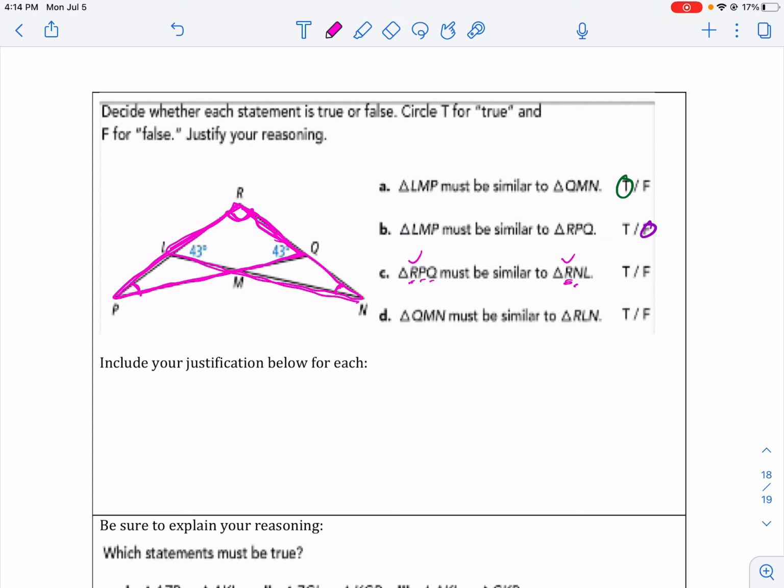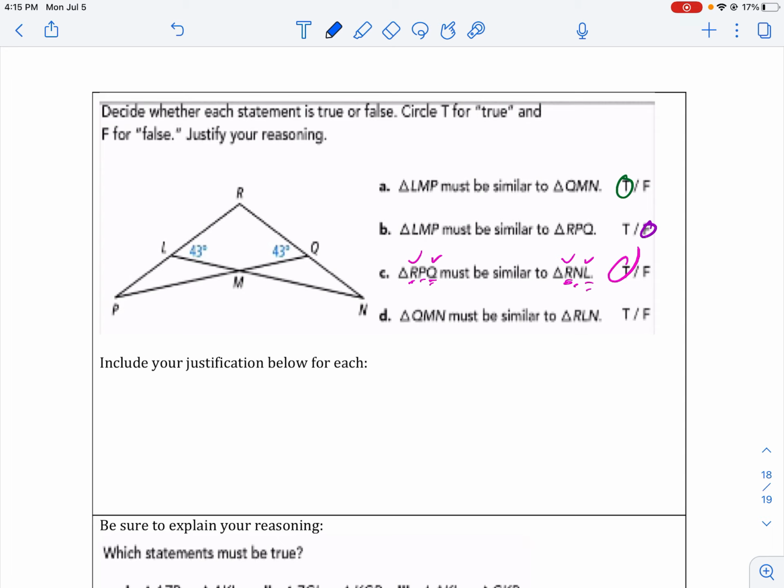Possible? Don't know for sure. Let's check this last one. Angle Q is 43 degrees. Angle L is also 43 degrees. Check and check. I have two checks on both. This one is true because I was able to find the measurement of two angles in both triangles to be the same.